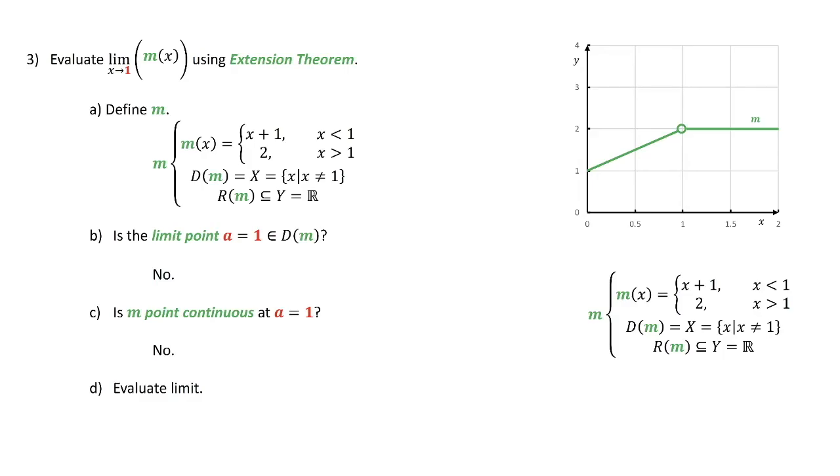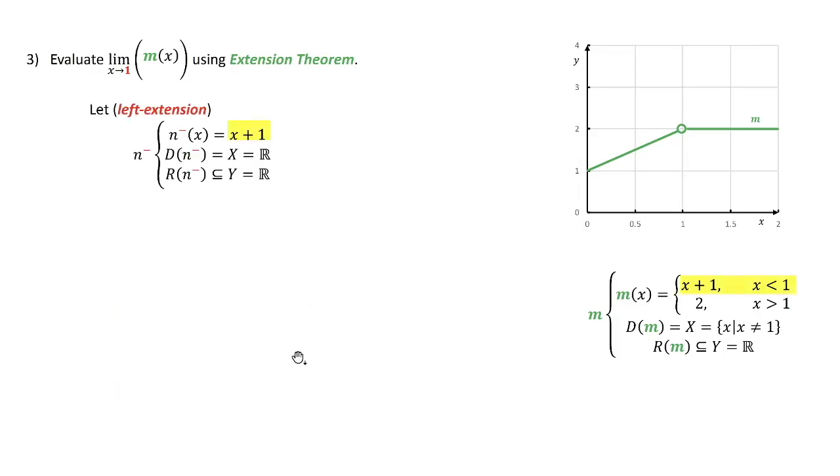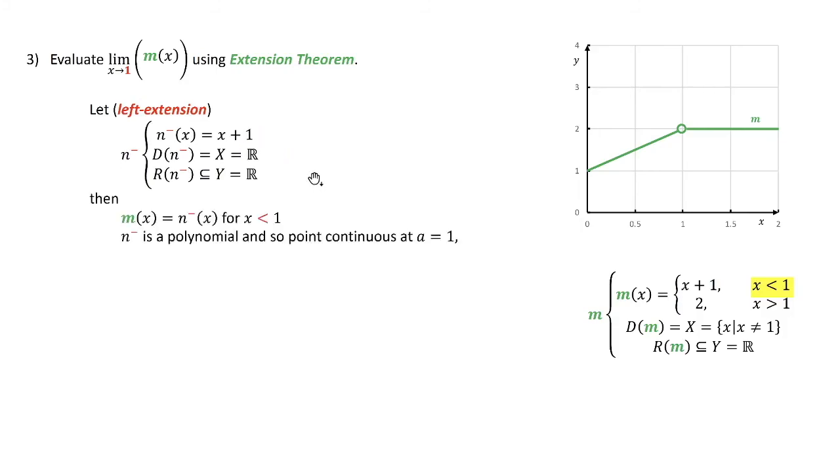So this is pure and simply a limit problem. Forget where it comes from. I'm just trying to evaluate the limit at this point. So I'm going to use the extension theorem. And I need to do it from the left and from the right because it's piecewise. So for my extension to the left, I'm going to take the rule to the left and extend it to the entire real line. And then it just follows.